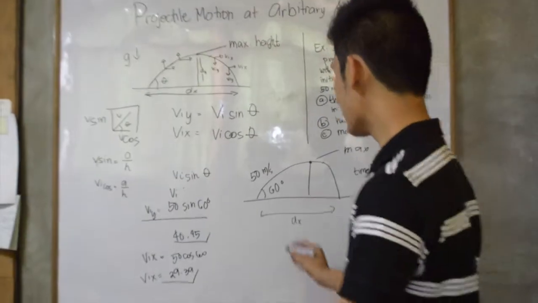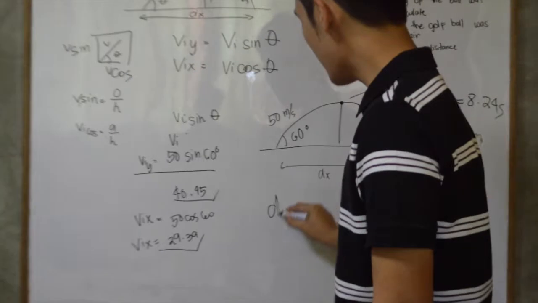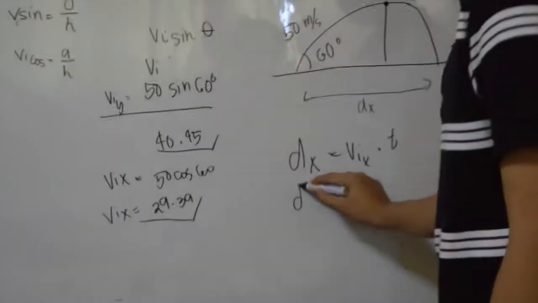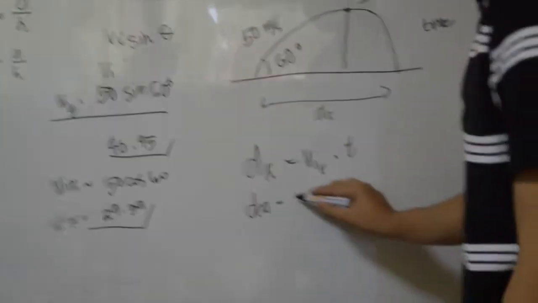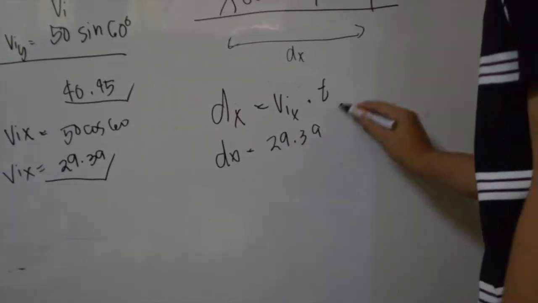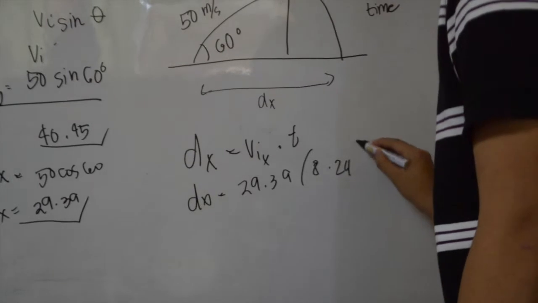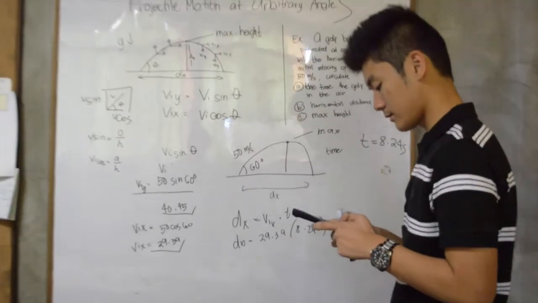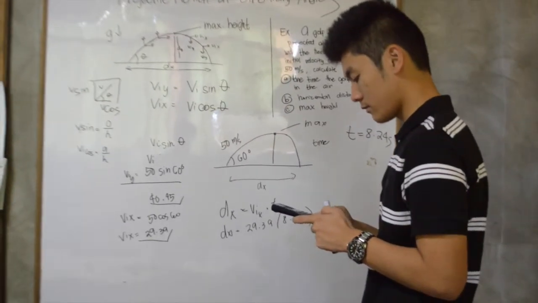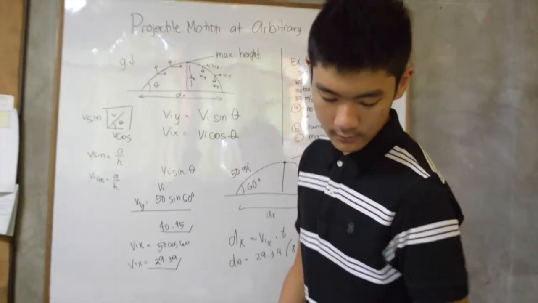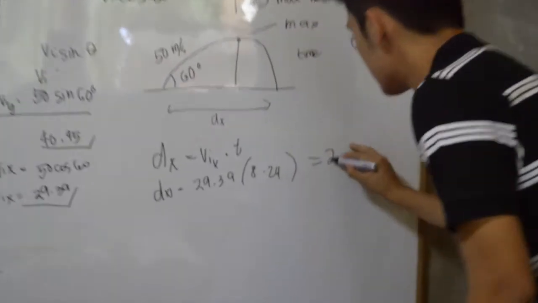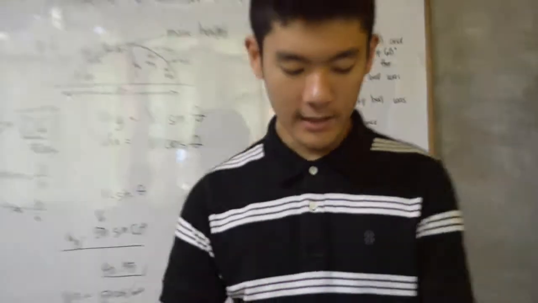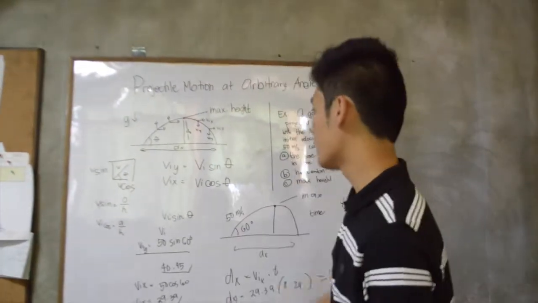For dx, the formula is VIx multiplied by time. So dx equals 29.39 multiplied by 8.24, which is 242.17 meters.